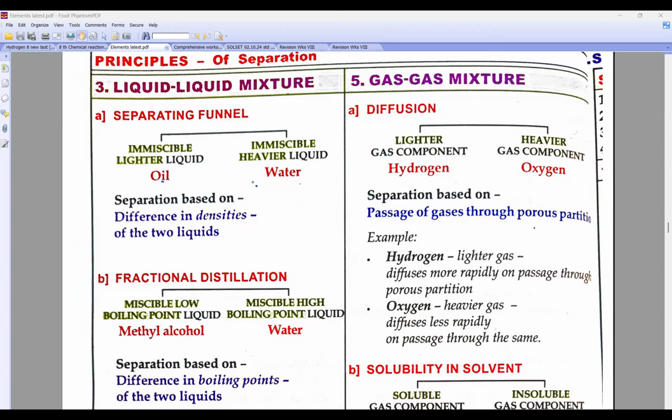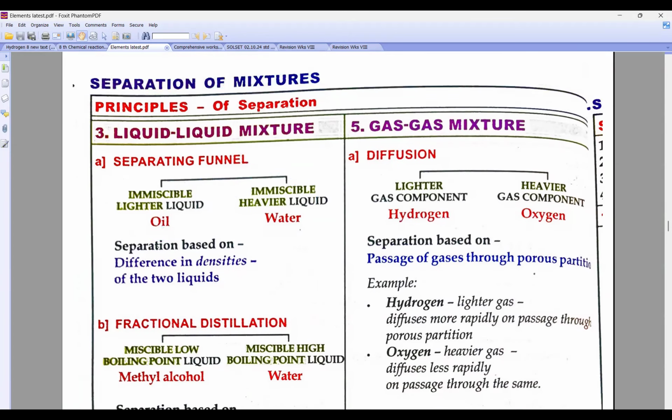If we take oil and water, water will be at the bottom and oil on top. Do they mix? No. So if it is an immiscible liquid, what are we going to use? Separating funnel. If they ask what is the principle, they have a difference in density. Oil has low density, water has high density. So the low density liquid stays on top, right?